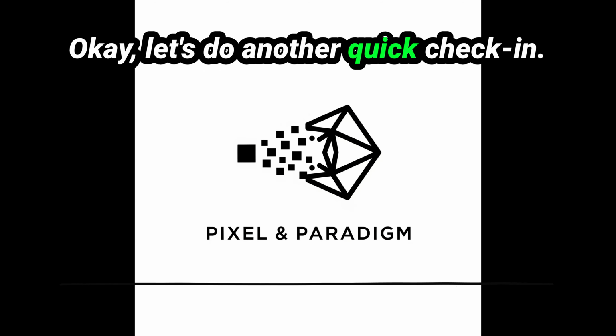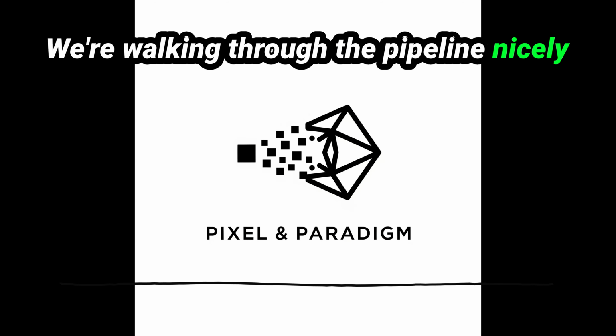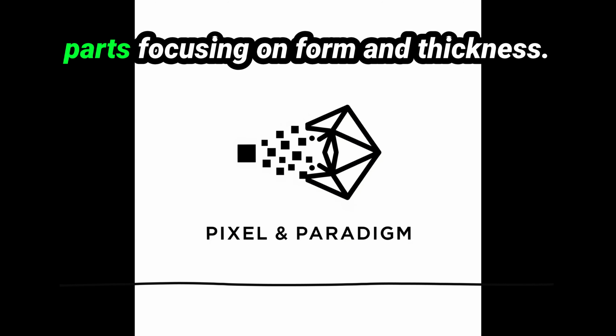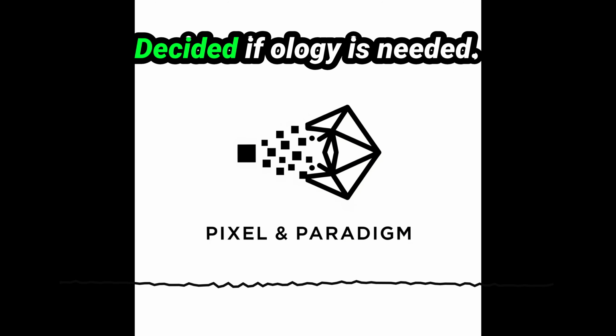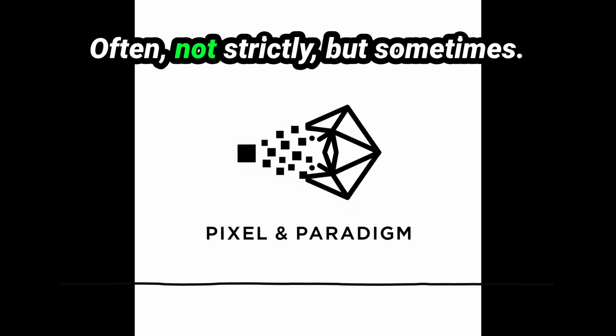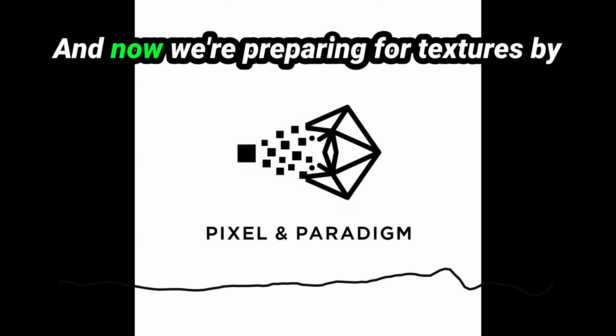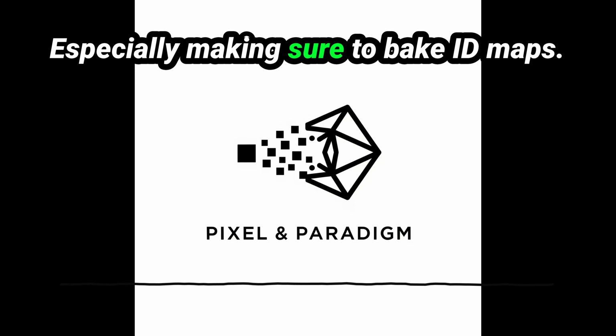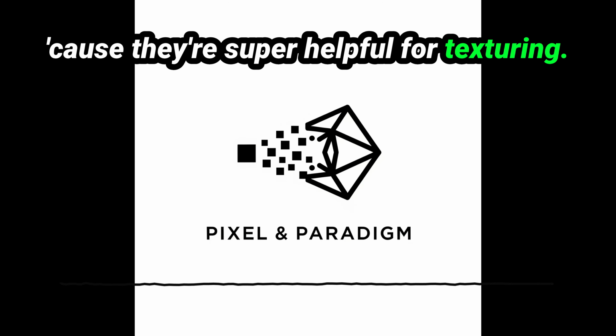Okay, let's do another quick check-in. We're walking through the pipeline nicely. Started with reference and deconstruction, then 3D model and sculpt detailed parts, focusing on form and thickness. Decided if retopology is needed, often not strictly, but sometimes. And now we're preparing for textures by unwrapping and baking essential maps, especially making sure to bake ID maps because they're super helpful for texturing.